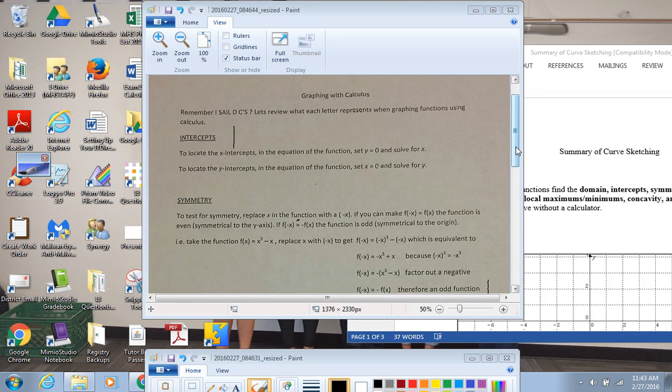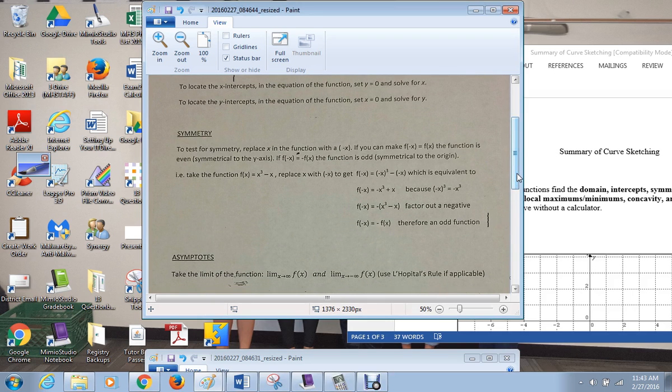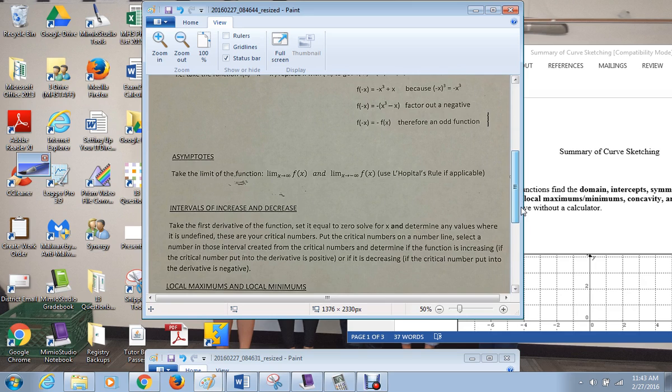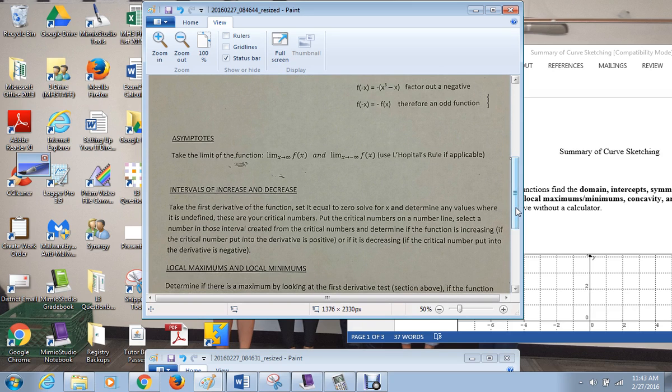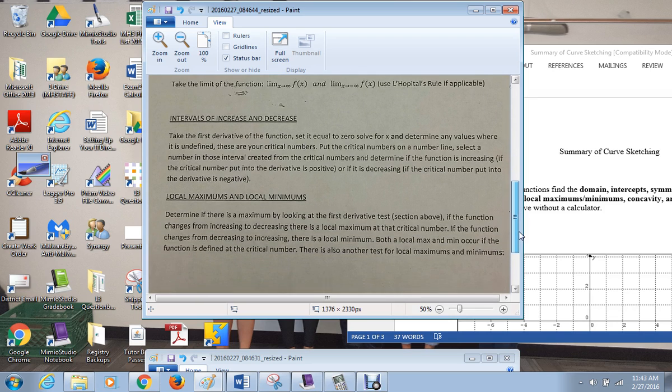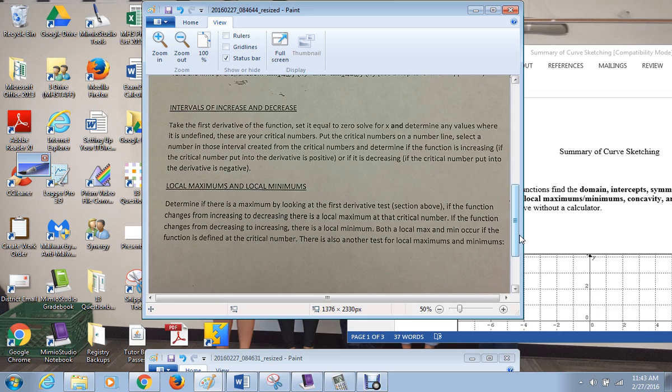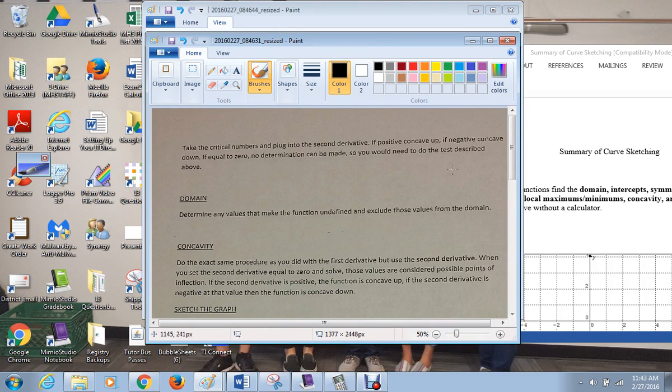First of all, intercepts, and then to determine symmetry, to find asymptotes, our intervals of increase and decrease, our local maximum and local minimums, a continuation of our local maximum and minimums, now this is using the second derivative test. We have two different ways of identifying local maximum and minimums.